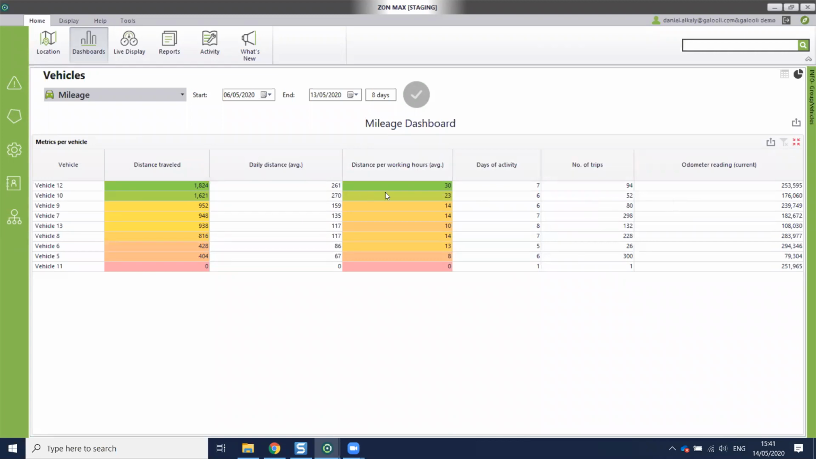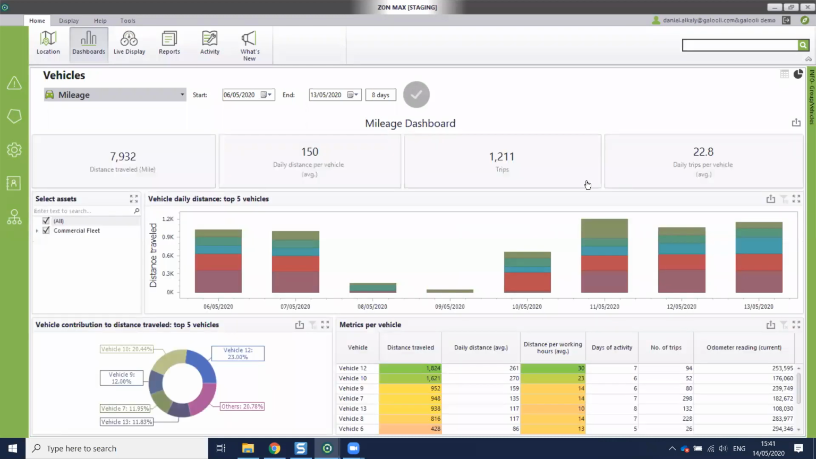One thing we've added here is distance per working hour on average. We took the entirety of the working hours, let's say 8 hours, 9 hours, 10 hours, and calculated on average what distance they covered per working hour. So in this case, you can really understand for each vehicle how many kilometers they covered per hour. Again, this refers to the productivity and efficiency of the drivers, the vehicles, and the work day.